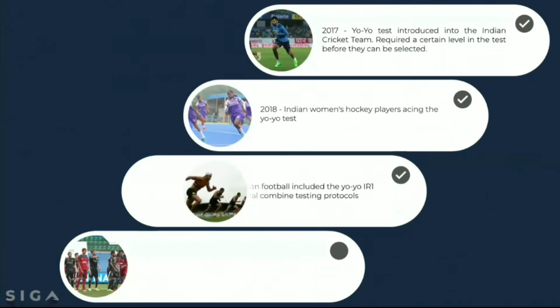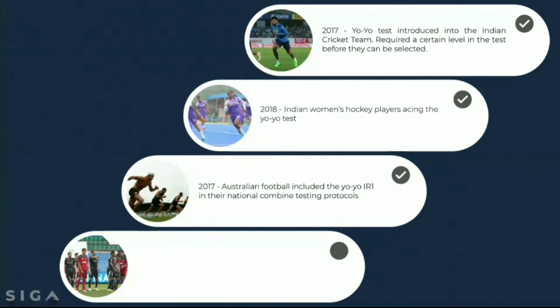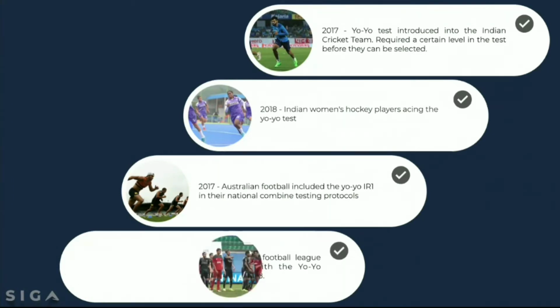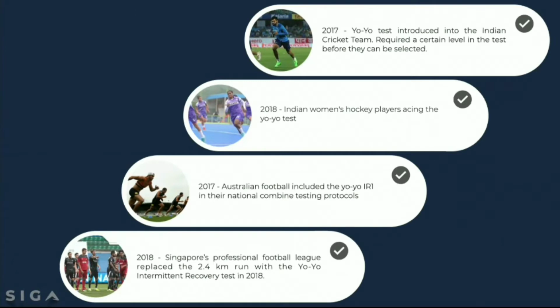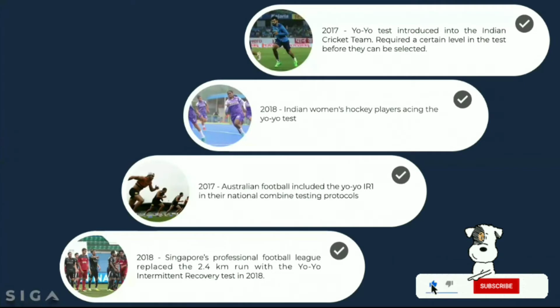Not only in India, we also have the case of Australian football, which included the yo-yo test in their combined test protocols. It is written as the yo-yo intermittent recovery test 1. There are 4 types of this test, but let's stay with the concept of the yo-yo tests in mind. Last but not least, Singapore's Professional Football League replaced an old continuous running test, the 2.4K running test, with the yo-yo intermittent recovery test in 2018 too.